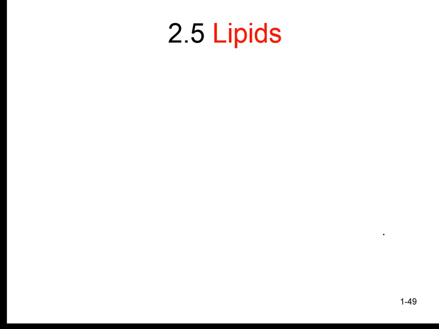Now let's move on to lipids. When we talk about lipids, we are talking about several things. Lipids is not just one thing. And lipids is not a monomer. It is not a polymer. It's just a big molecule. That's all. So lipid is not a polymer. It is a big molecule.